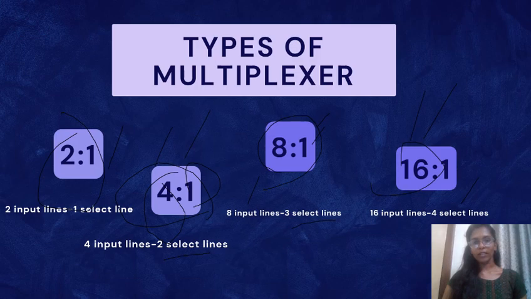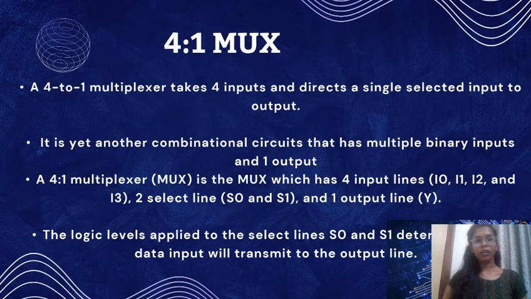What is 4:1 mux? In the previous slide itself, I told 4 means 4 inputs, 1 means 1 output, and it has 2 select lines. A 4:1 multiplexer takes 4 inputs and directs a single selected input to the output. It is yet another combinational circuit that has multiple binary inputs and 1 output. A 4:1 mux has 4 input lines I0, I1, I2 and I3, and 2 select lines S0 and S1, and 1 output line Y. This is the 4:1 mux.